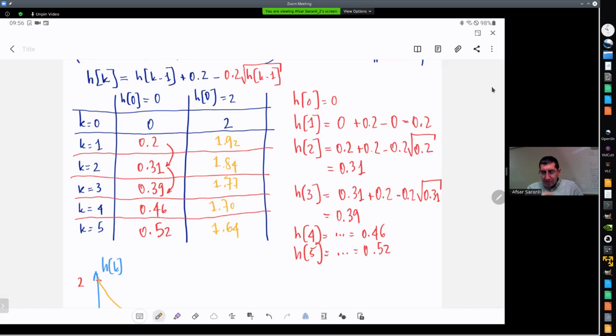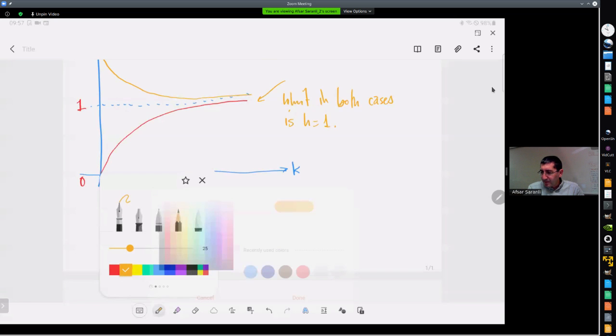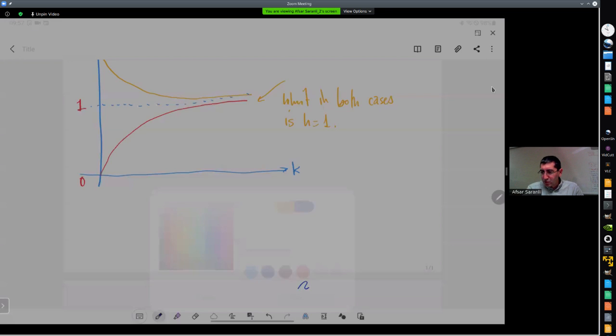Okay, so what have we done? Well, we have derived a continuous time nonlinear model. Okay, let me summarize what we have done. So let's say notes.